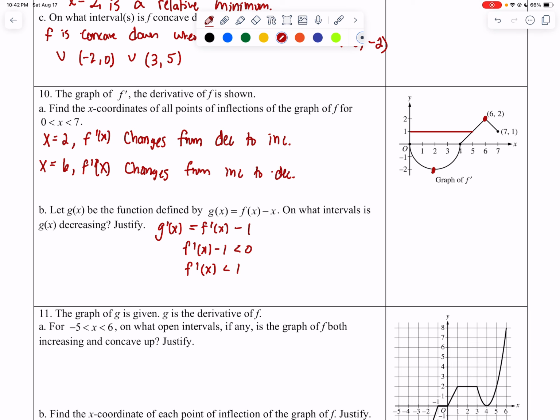So I could say that g of x is decreasing from 0 to 5 because g prime of x is equal to f prime of x minus 1 is negative in that interval.